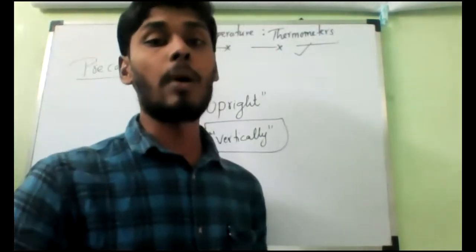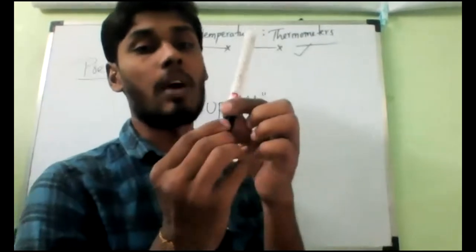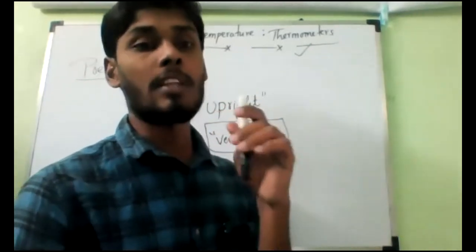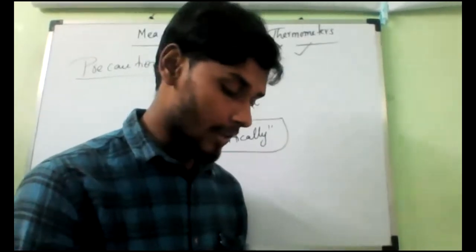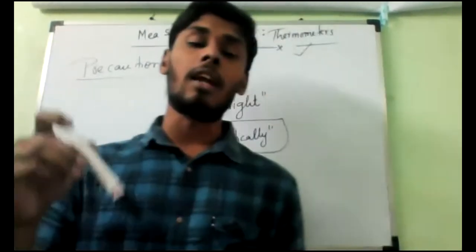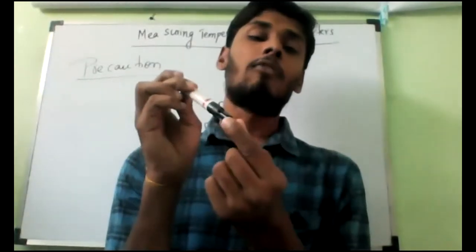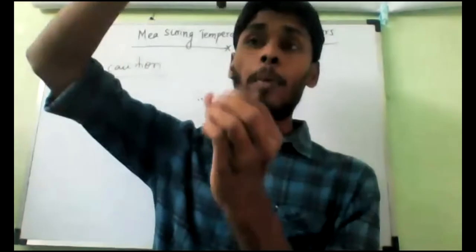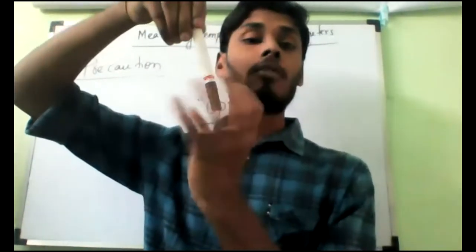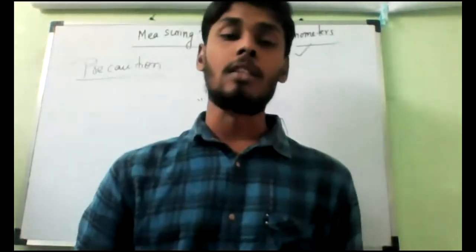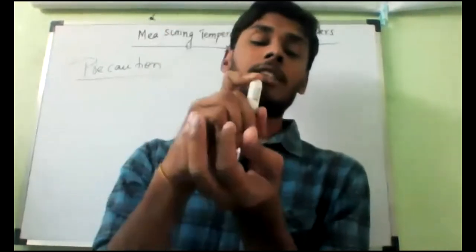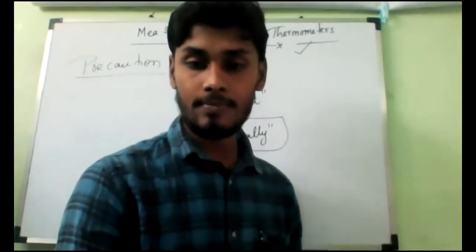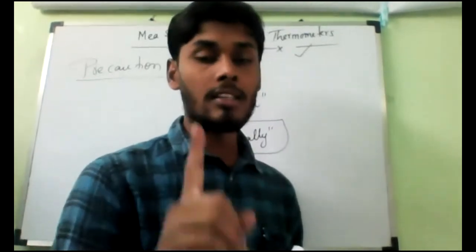Next, the thermometer bulb should be surrounded from all sides by the substance whose temperature is to be measured. Suppose I want to measure the temperature of a liquid. If only this side of the bulb is contacting the liquid and this side is not, it should not be placed there. All sides of the bulb need to be in contact with the substance, so the bulb should be completely immersed inside the liquid or fluid whose temperature we are measuring. That is the second precaution.